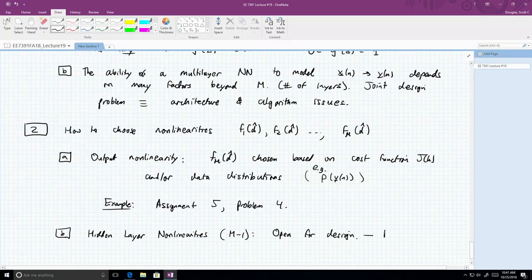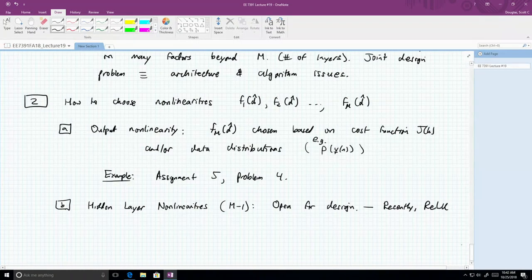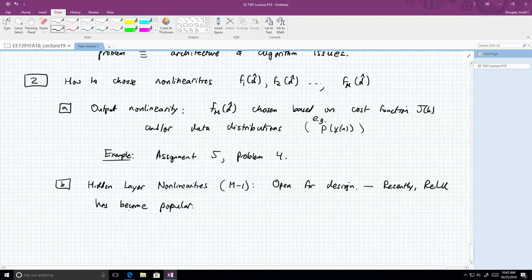But I'll tell you this, recently, ReLU has become popular, okay? And there's a reason for that, which has to do with the issue associated with other aspects, which we're getting to. This choice appears to provide good performance in a wide range of tasks.